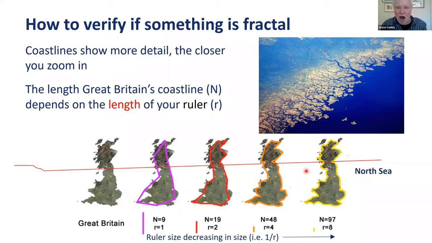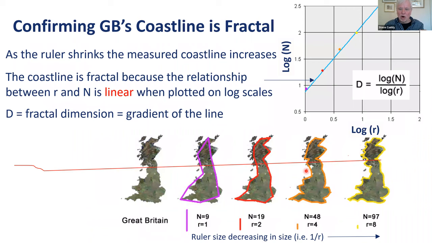So you say, well, how can we work out what the coastline is if it's getting bigger and bigger depending on our ruler? Well, fractals have got a very interesting property. If we plot on a log scale the ruler length against the thing it's measuring, the coastline of Great Britain, it's a straight line. As the ruler gets smaller and smaller, the coastline gets bigger and bigger, but on a log scale, that is a straight line. It's linear. And that is a fractal dimension.